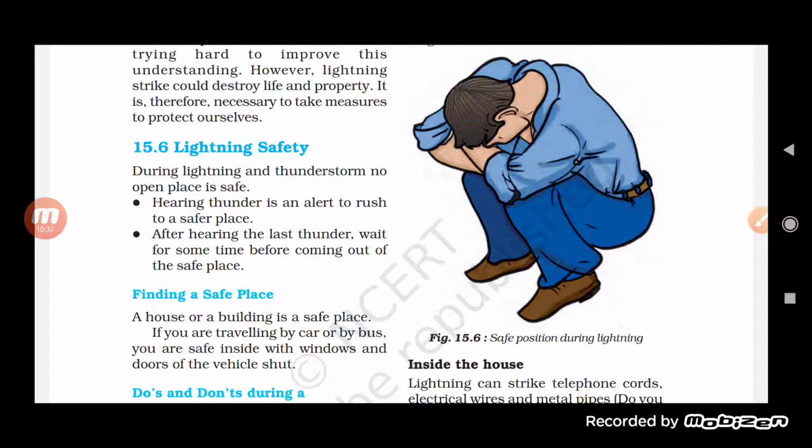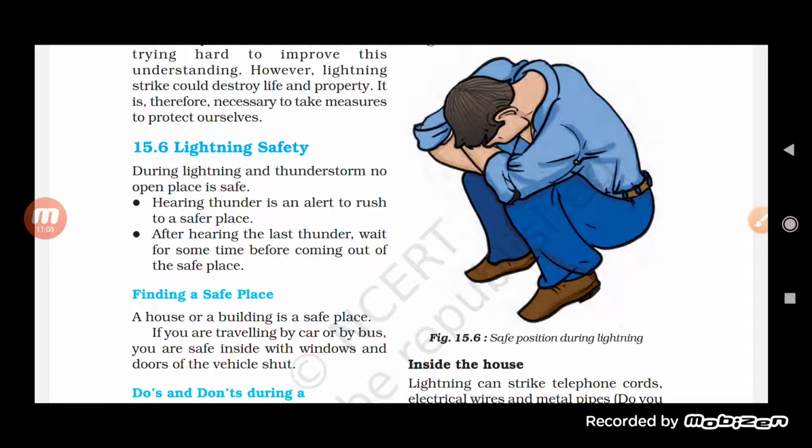So hearing thunder is an alert to rush to a safer place. Whenever we hear that a thunderstorm or thundering is occurring, we must alert ourselves and move to a safe place. After hearing the last thunder, wait for some time before coming out of the safe place.